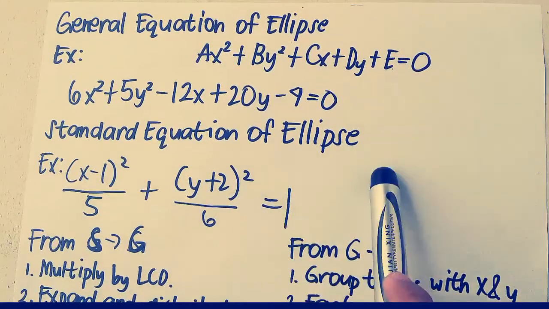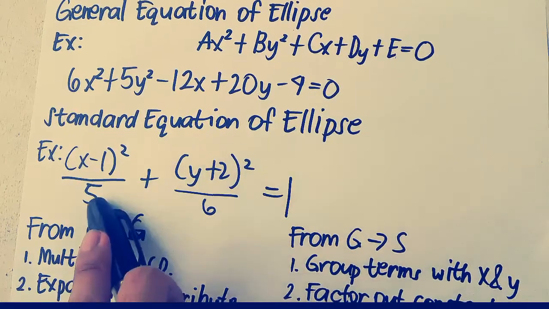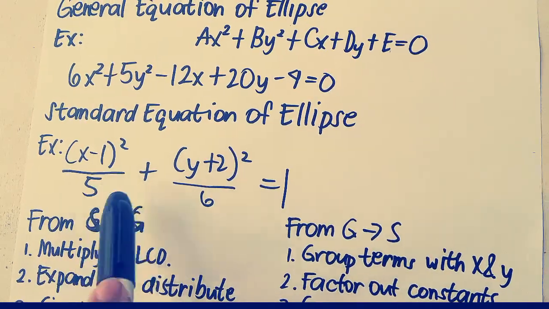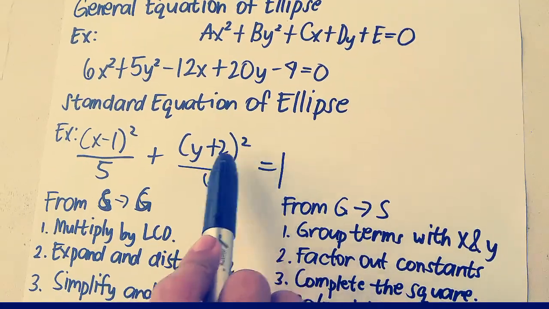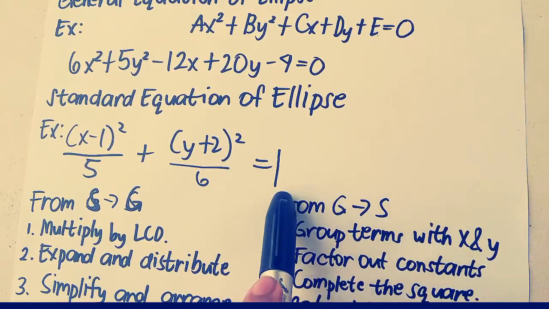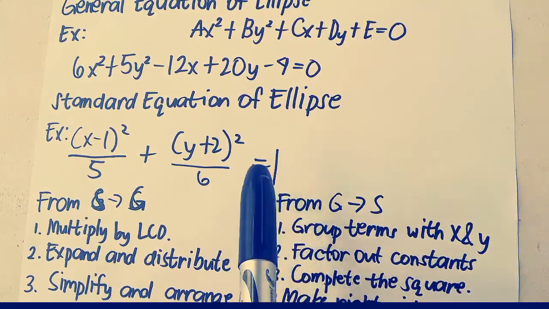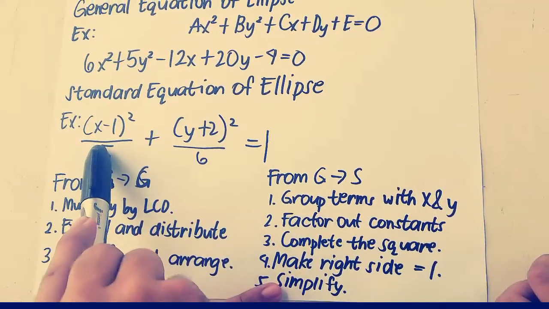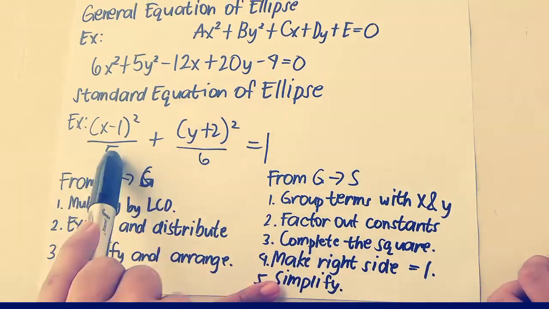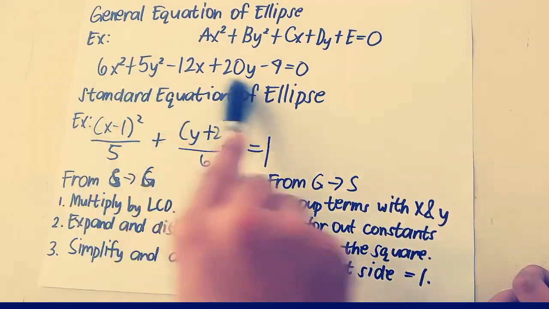Next, the standard equation of the ellipse. It comes in this form. So the example is (x minus 1) squared over 5 plus (y plus 2) squared over 6 is equal to 1. Make sure that it is equal to 1. Now, these examples are transformed from general. This is the standard. From the standard, this is the general.